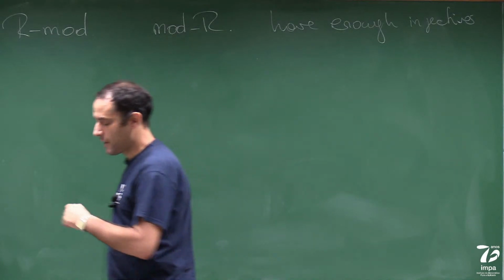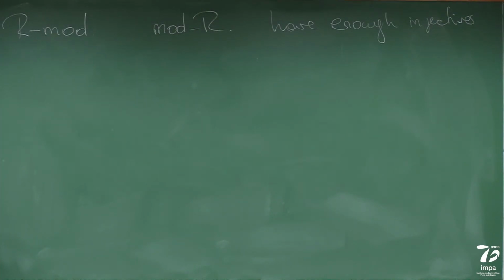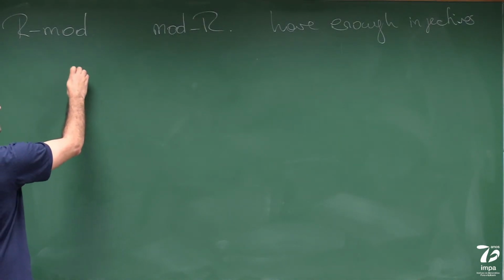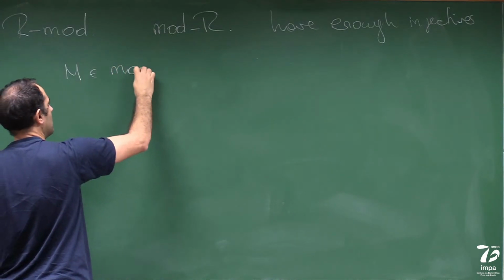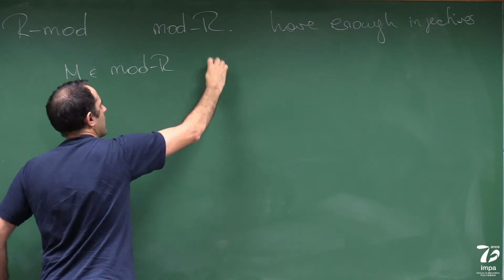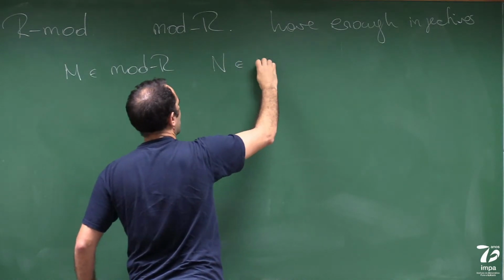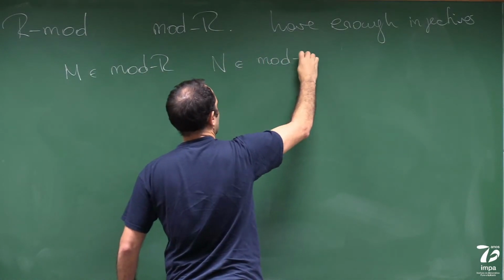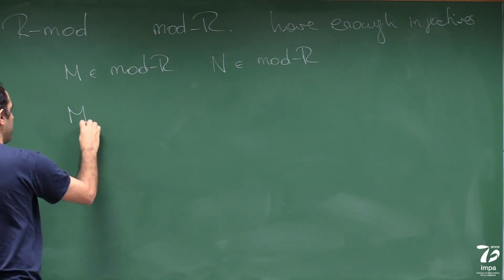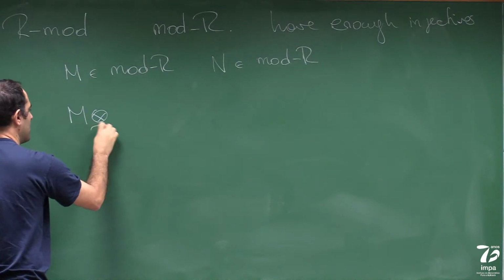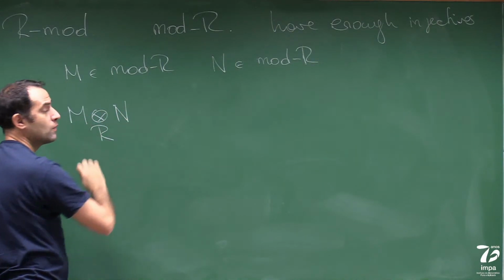And we'll do this with a couple of lemmas. So the first thing to notice is, remember, the essentially only adjunction we've seen is that if M is a right R module, and N is a left R module, then we have this guy, which is an abelian group.